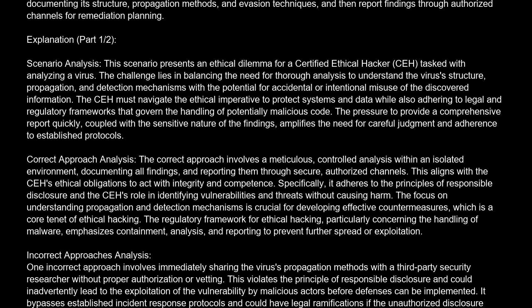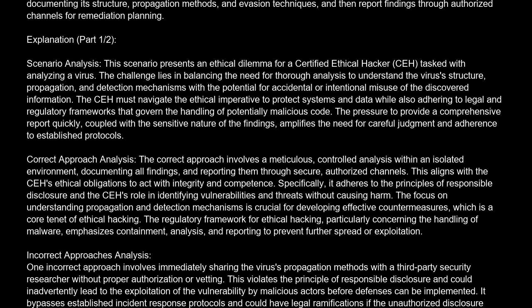harm. The focus on understanding propagation and detection mechanisms is crucial for developing effective countermeasures, which is a core tenet of ethical hacking. The regulatory framework for ethical hacking, particularly concerning the handling of malware, emphasizes containment, analysis, and reporting to prevent further spread or exploitation.